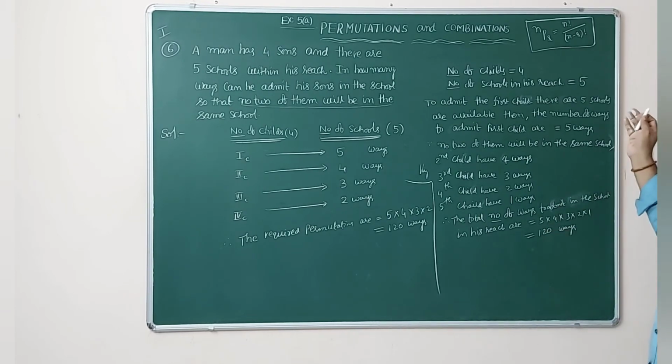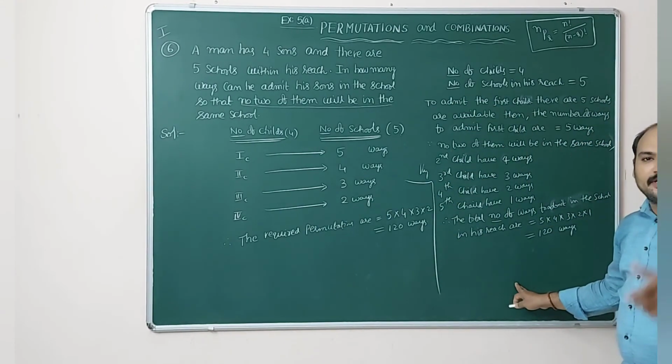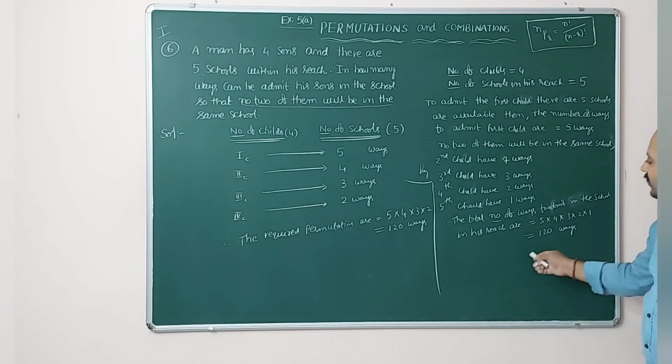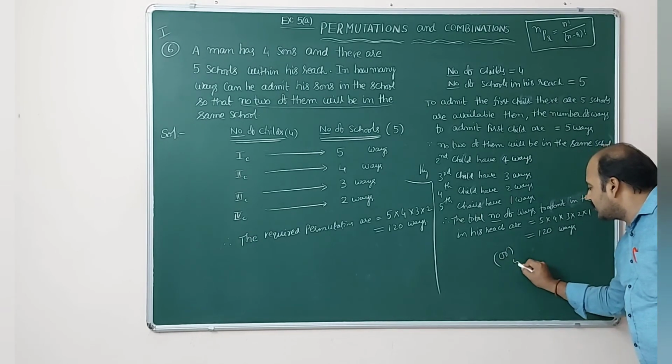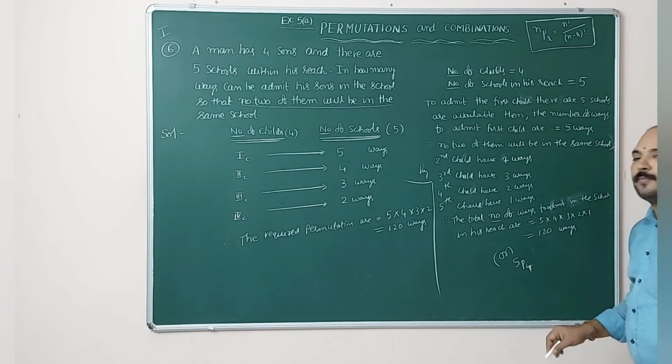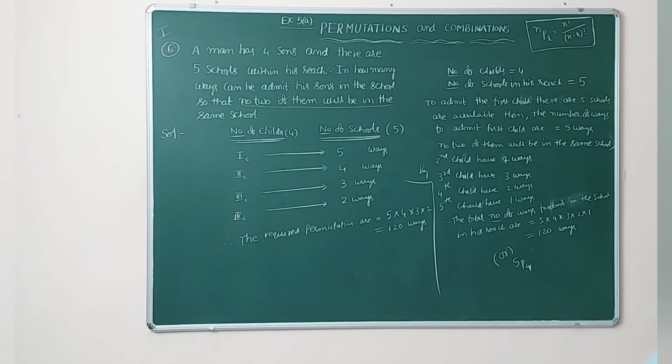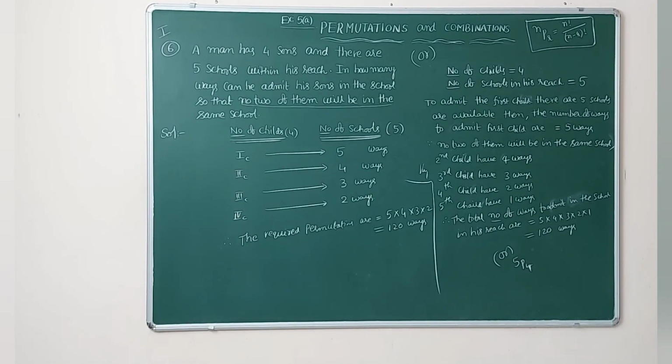Or simply out of 5 schools, 4 students can be arranged in 5p4 ways. Even like this also we can write it simply 5p4. We can arrange it, we can permutate in 5p4 ways. We'll move to the next question.